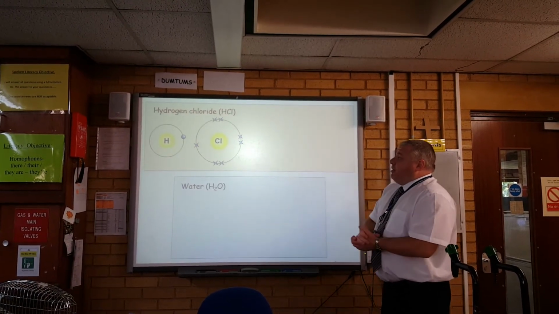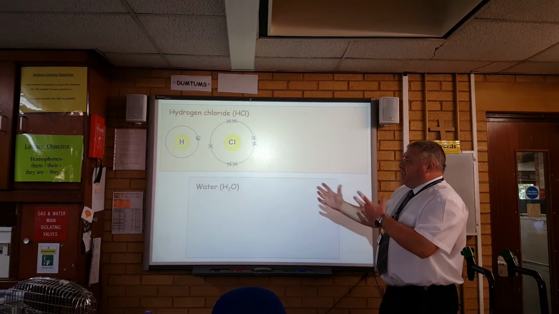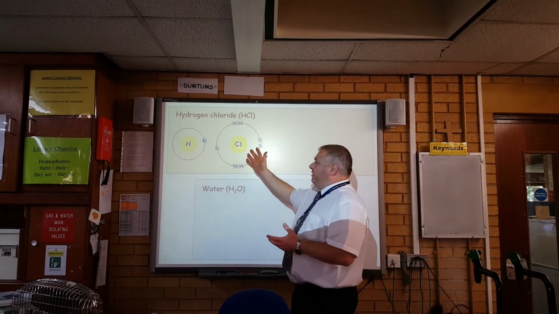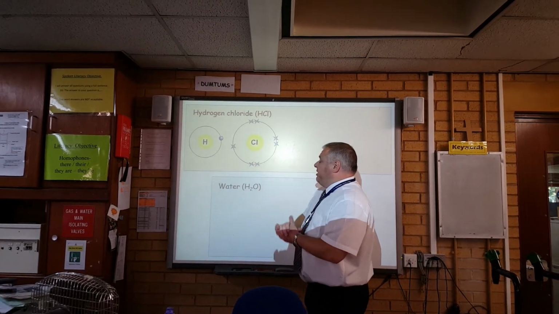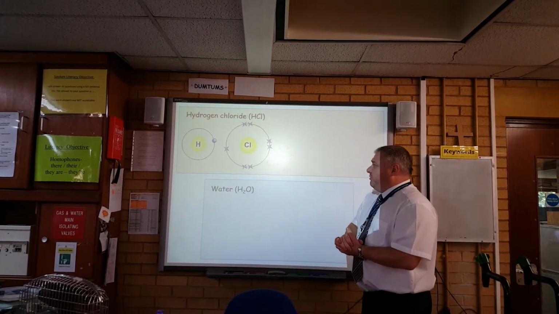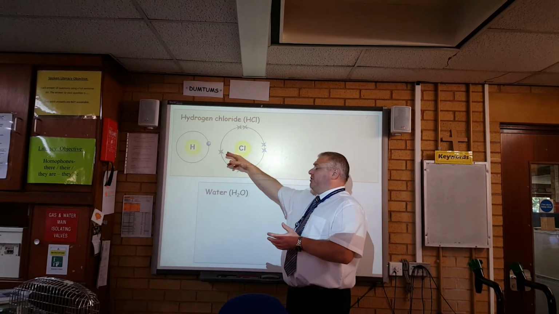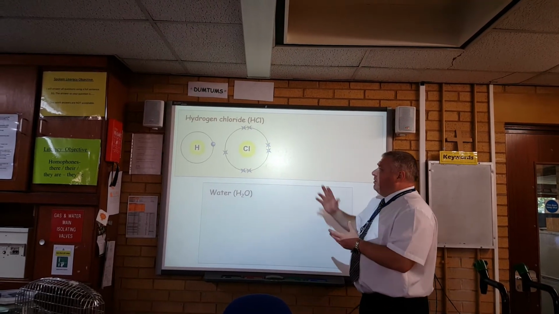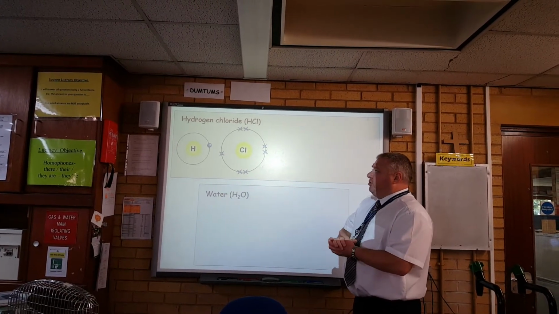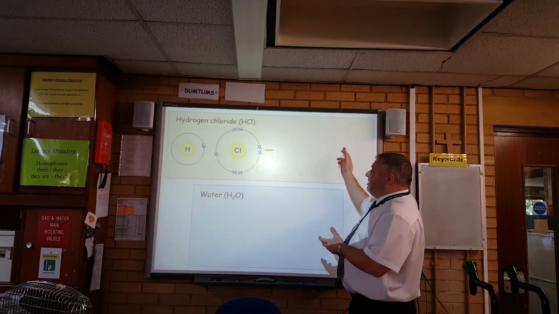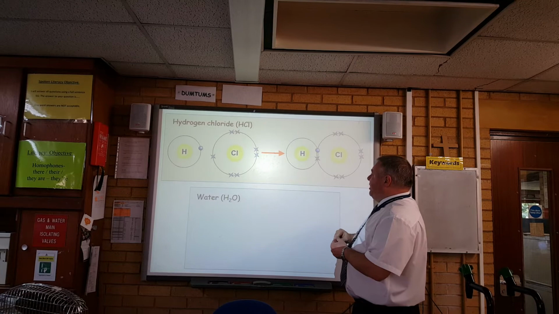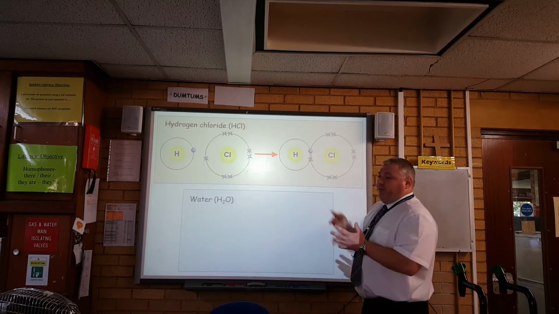You also need to know about hydrogen chloride. We've seen these 2 atoms before. Now, for simplification purposes, I've omitted the inner electrons of chlorine. I've just drawn the 7 electrons in the outer shell. If we look at chlorine, it's 1 electron short. Hydrogen is also 1 electron short. So if these share a pair of electrons, they've now both got full outer shells.